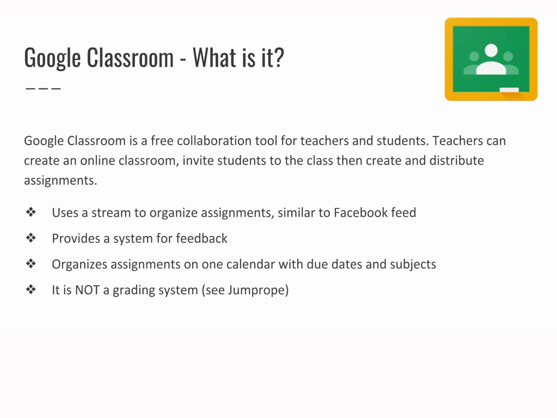The format of Google Classroom is a stream, very similar to a Facebook feed where the most recent assignments show up at the top of the stream. Teachers are able to review students' work and provide comments, which students can then use to revise their work, and students can also give feedback to one another. Their Google Classroom links directly to the student's Google Calendar with due dates and subjects. It's not a grading system. We use Jump Rope at West End Secondary School as our grading system.